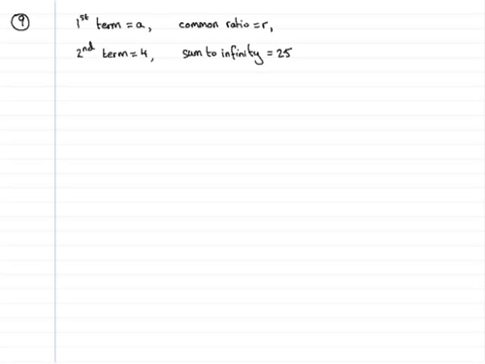Welcome to question number 9. In this question we're given a geometric series has first term a and a common ratio r. The second term of the series is 4 and the sum to infinity is 25. And for part A we're asked to show that 25r squared minus 25r plus 4 equals 0.